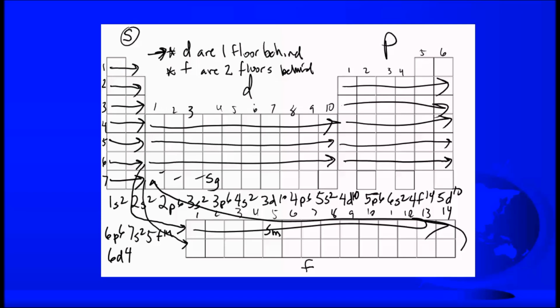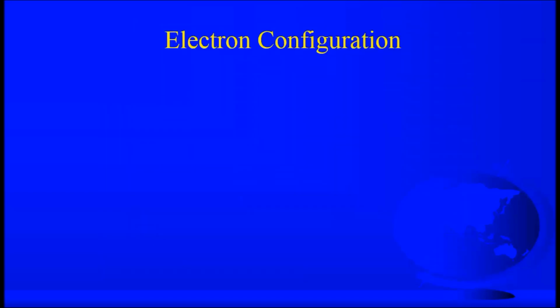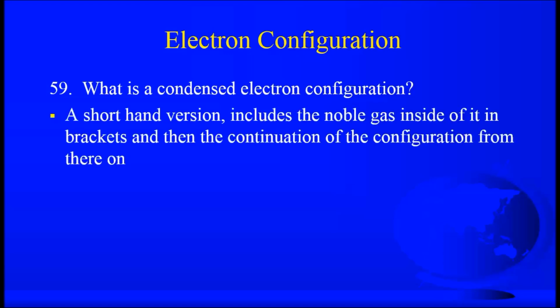All right, but as you can imagine, this could get really time-consuming. So we usually use the full electron configuration for the smaller elements. For the larger elements, we use the condensed electron configuration. It is a shortcut to all this, using the noble gases as a, well, I'll show you. Write this down.